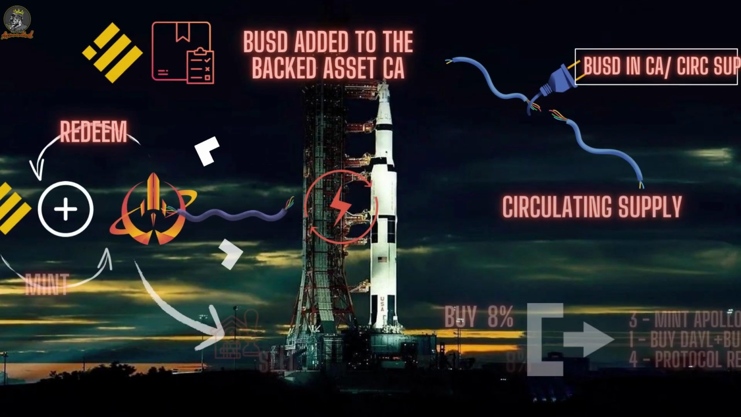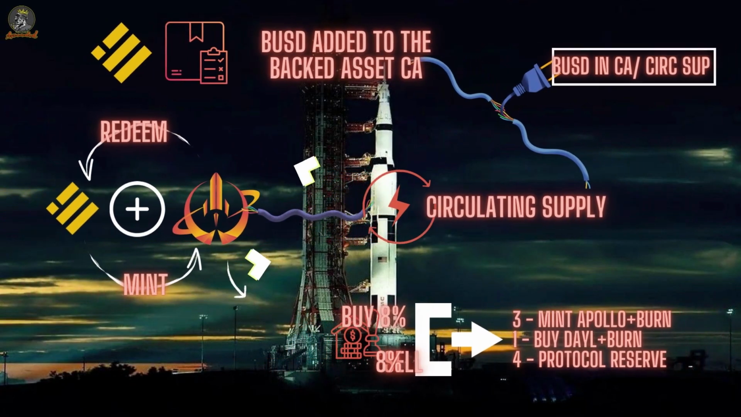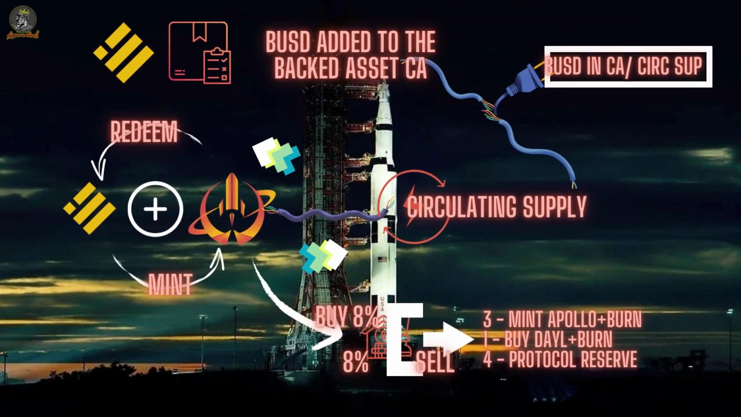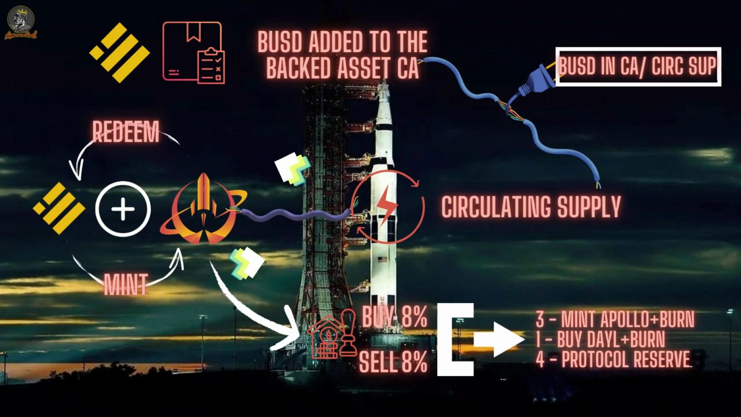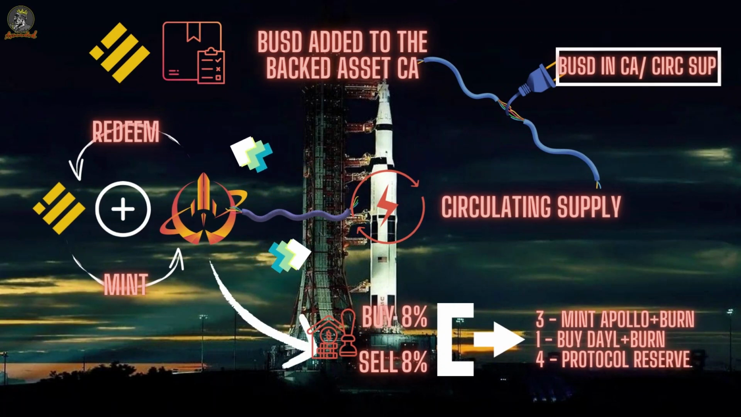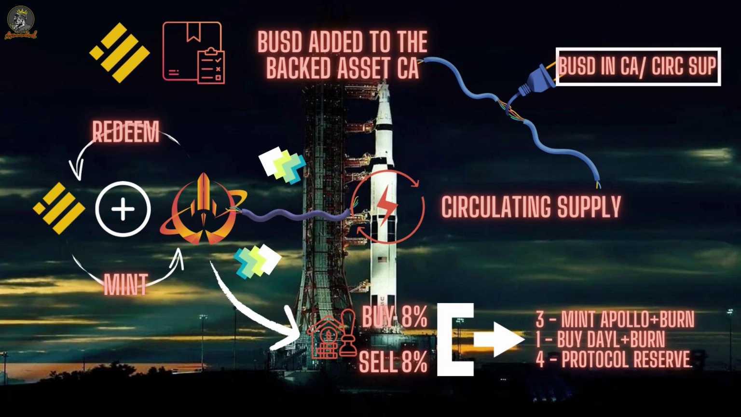All right, so the Apollo token. So this is how it goes essentially. All right, so like I said, the backed assets of this token, so the underlying asset, is BUSD. So you take that BUSD, you can mint the token through that BUSD based on the current price of the token. So you mint and you redeem.